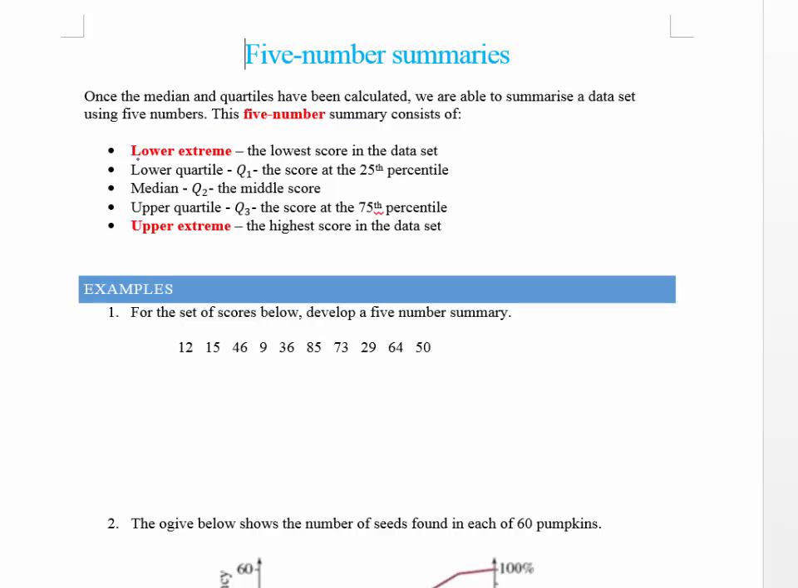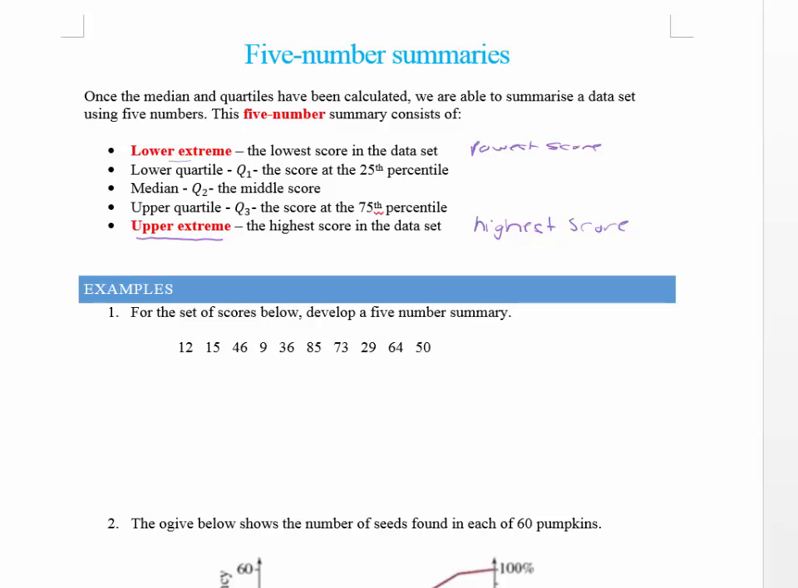And it consists of a lower extreme, which looks like a scary thing, but it's just talking about the lowest score. And then I have a lower quartile, Q1, which we already know. We find the median, Q2, which we already know how to do. Q3, the upper quartile, we know how to do that. And then we have this other word called the upper extreme, which is just really the highest score. And that's it. That's a way of summarising our data.